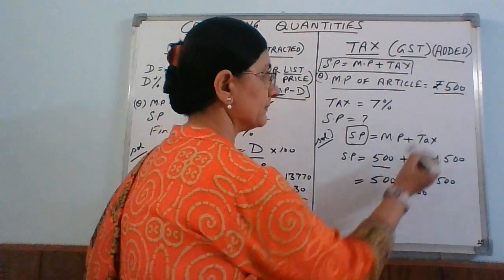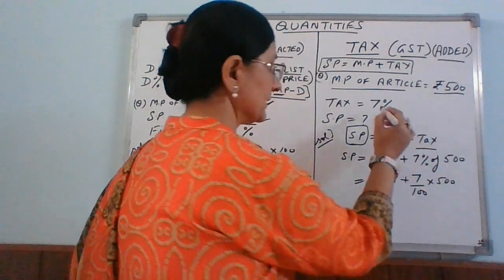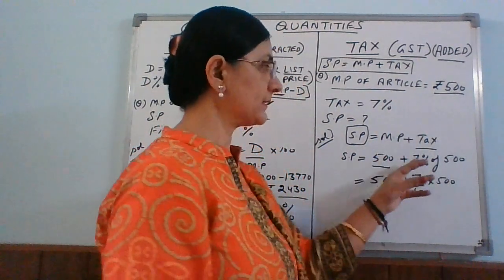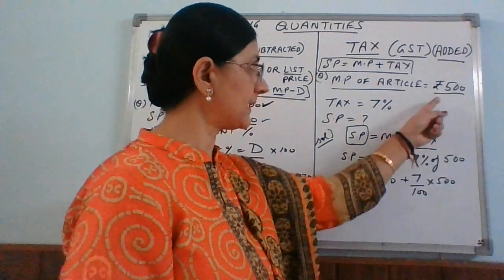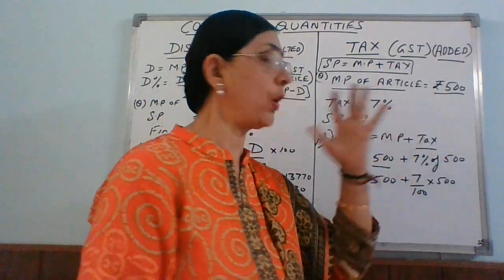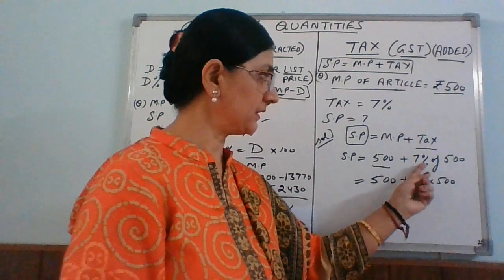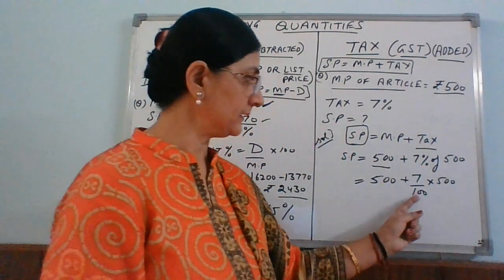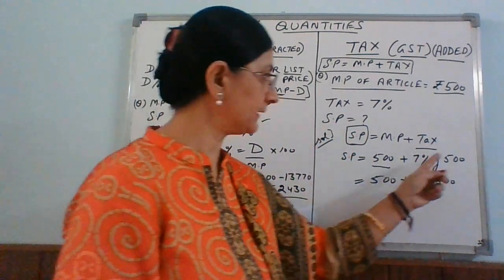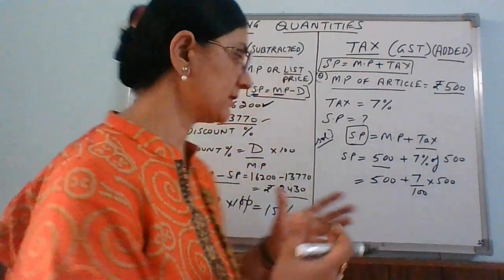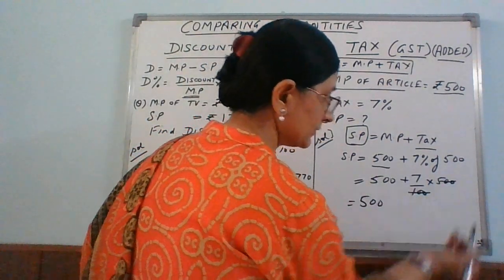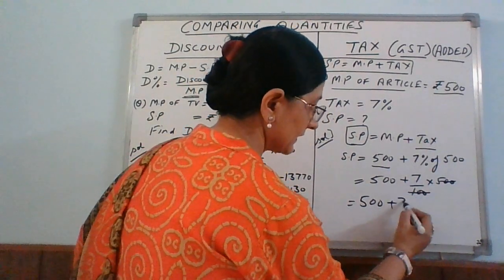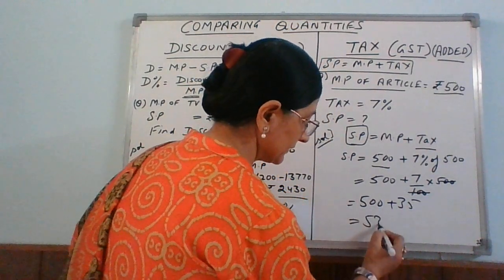तो 500 is the mark price. Tax is added. What is the tax? 7% off. When it is written in percentage, it is percentage of something. Something means here is mark price. So 7% of 500. In order to remove this percent, you write 100 in the denominator. Off means multiply, and just do this calculation and you will get the answer. Here 100, 2 zeros I am cancelling. 7 5 size 35. So 535.